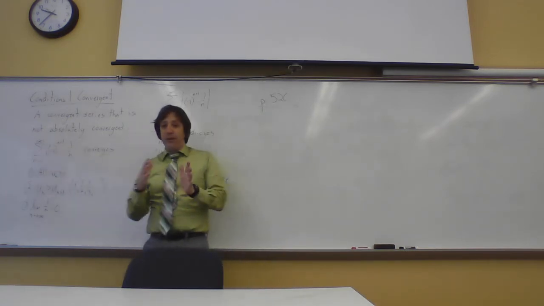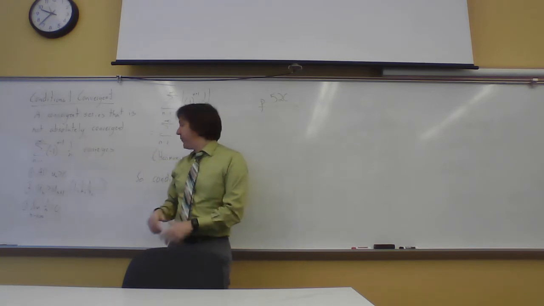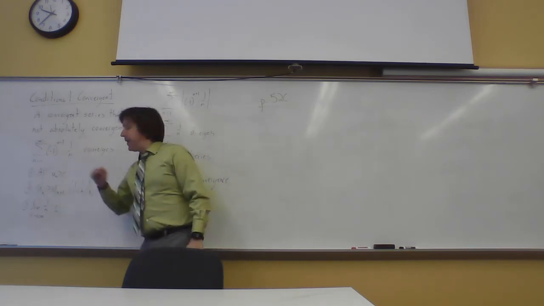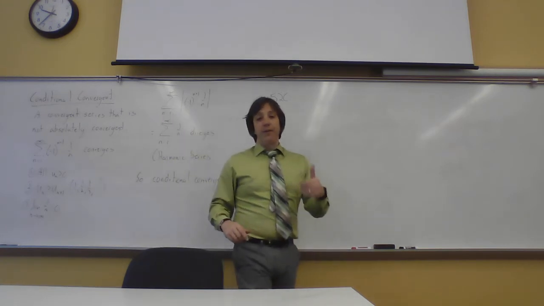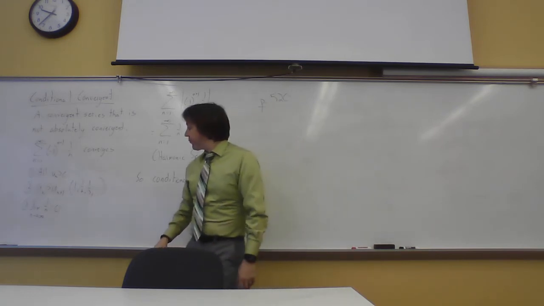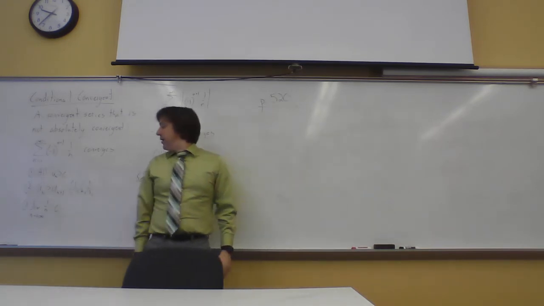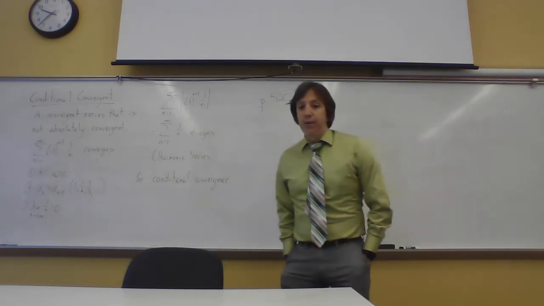Remember, the negatives are their own separate little piece. Certainly 1 over n is always bigger than 0. Two, u sub n is bigger than u sub n plus 1. Well, if you just start making a list, you get 1, a half, a third, a fourth. Those are definitely decreasing terms. And finally, the limit of 1 over n as n goes to infinity is 0.